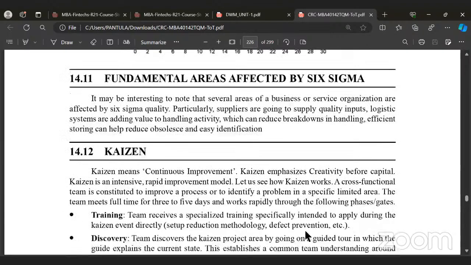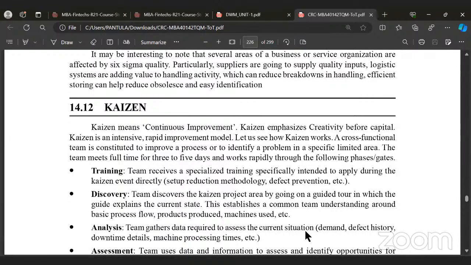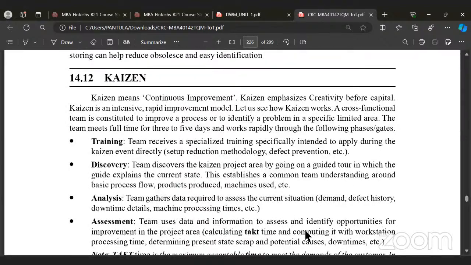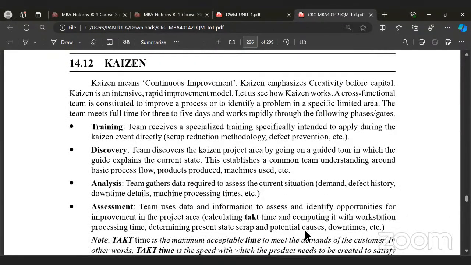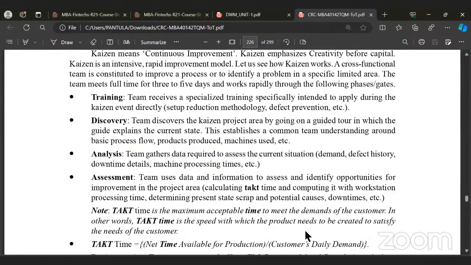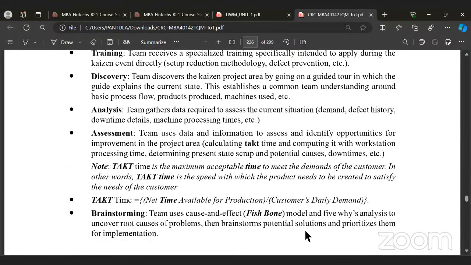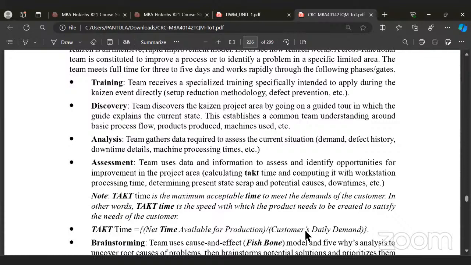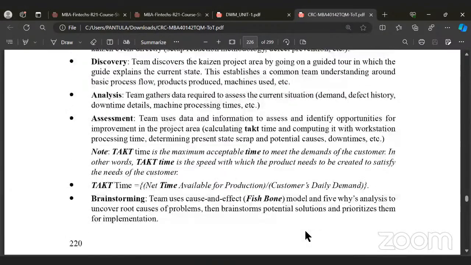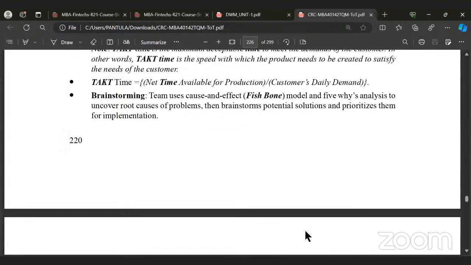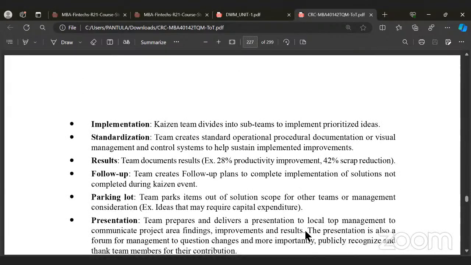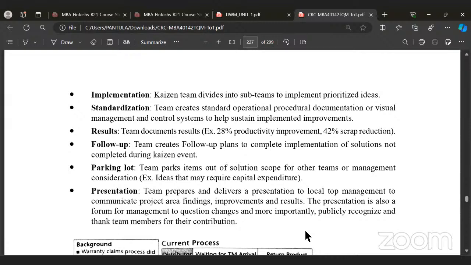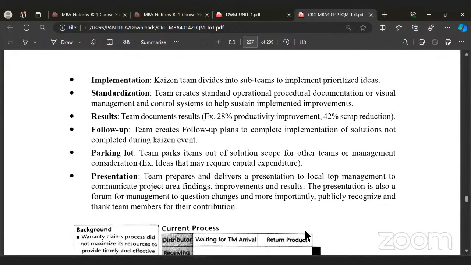Next, Kaizen. Kaizen is also very, very important. Kaizen is continuous improvement. Kaizen emphasizes creativity before capital, and Kaizen is an intensive rapid improvement model. These are the four components: training, discovery, analysis, and assessment. TAT, that is called time: net time available, and brainstorming and implementation, standardization, results, follow-up, parking lot, and presentation.